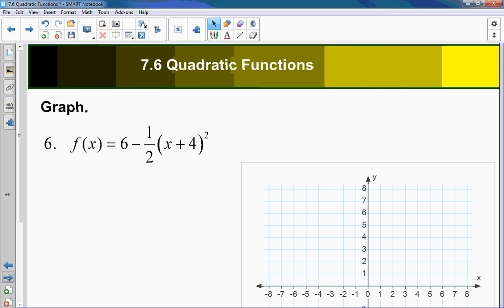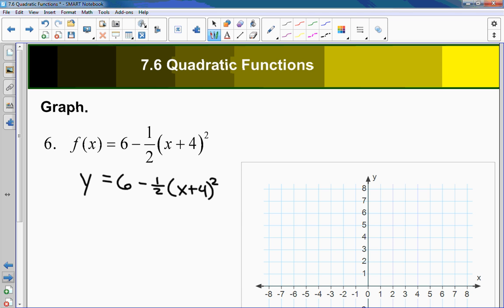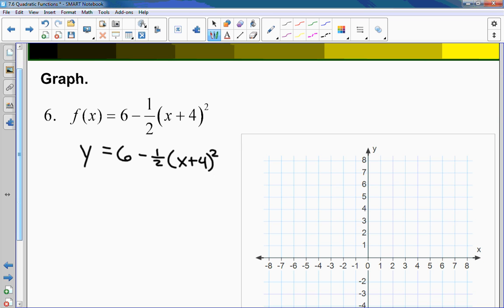So I'll start you off with an easy one. This one looks really similar to what we did in 7.5. The only difference is that f of x we changed to y now. So we have y equals 6 minus 1/2 parentheses x plus 4 squared. This almost looks exactly like we had it in 7.5. The only difference is, let's subtract that 6 over just to make you guys nice and comfortable. Now we know how to graph this. So here is our equation. y minus 6 equals -1/2 parentheses x plus 4 squared.